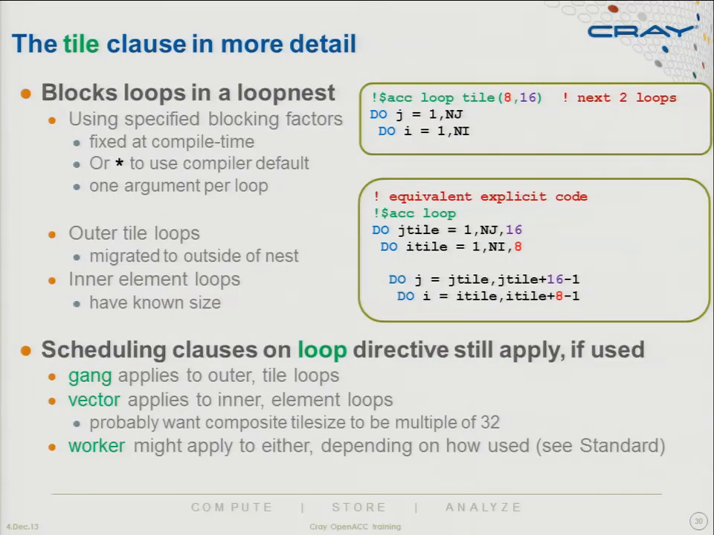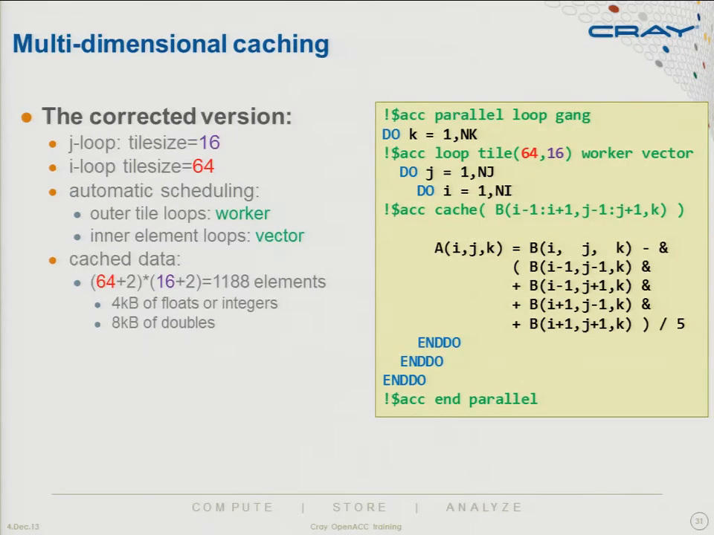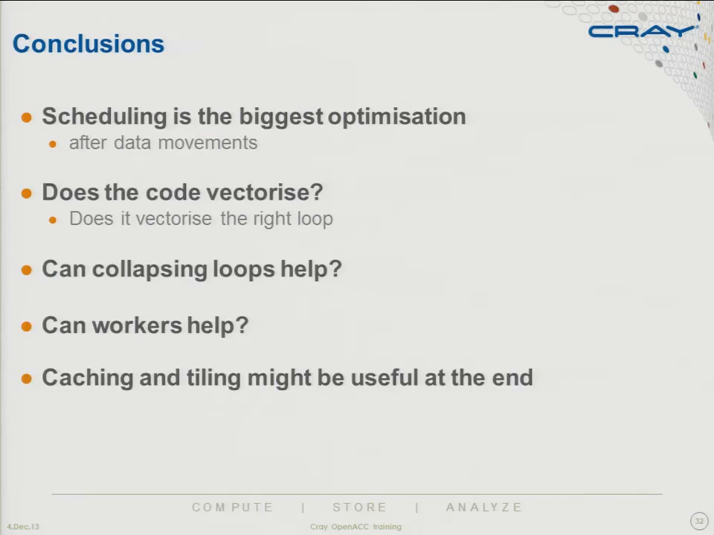This is how you would use the tile clause. It's not something I've found very useful yet, but it is quite new. In the codes I've used, it's not something that I've used a lot. There's more detail there on exactly what it all means. So if you're doing multi-dimensional caching, tiling the loop nest can help. But let's gloss over that for the minute.